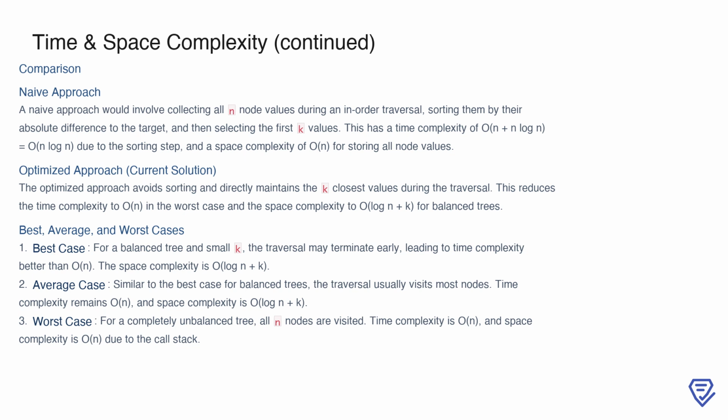may terminate early, resulting in a time complexity better than O(n), and a space complexity of O(log n) plus k. On average, balanced trees still lead to O(n) time and O(log n) plus k space. In the worst case, such as with completely unbalanced trees, all nodes are visited, leading to O(n) time and O(n) space due to the call stack.